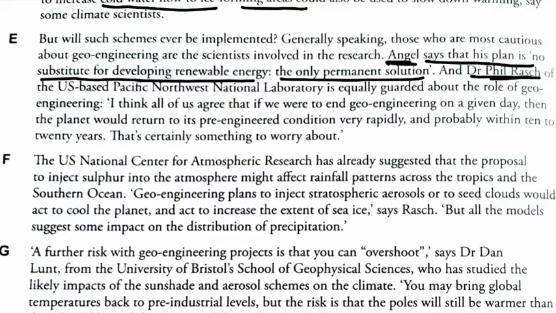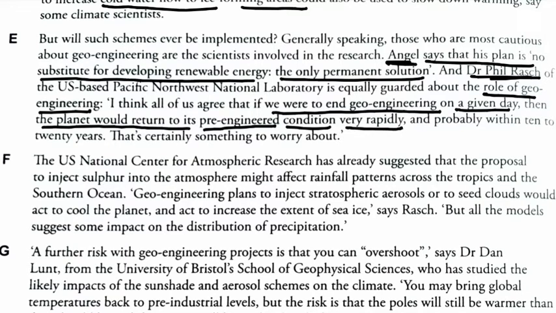Phil Rash of the US based Pacific Northwest National Laboratory is equally guarded about the role of geoengineering. I think all of us agree that if we were to end geoengineering on a given day, then the planet would return to its pre-engineered condition very rapidly, and probably within 10 to 20 years. That's certainly something to worry about.